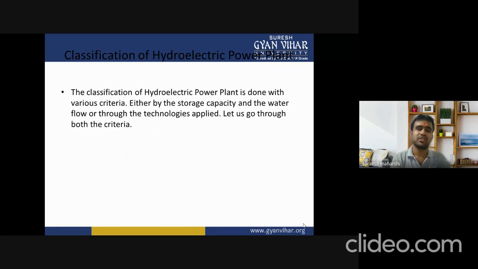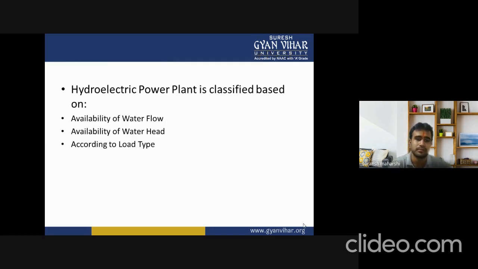And now we will discuss some classifications of the hydroelectric power plant. The classification of hydroelectric power plants is done with various criteria, either by the storage capacity and the water flow or through the technologies applied. Let us go through both the criteria.